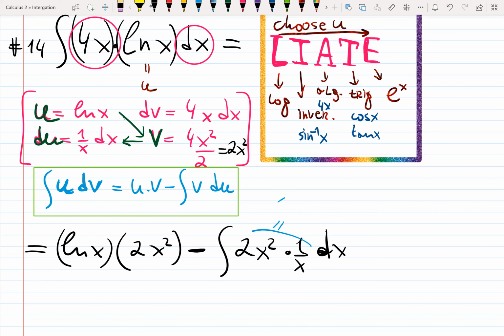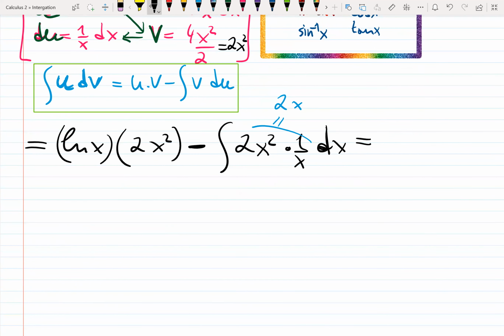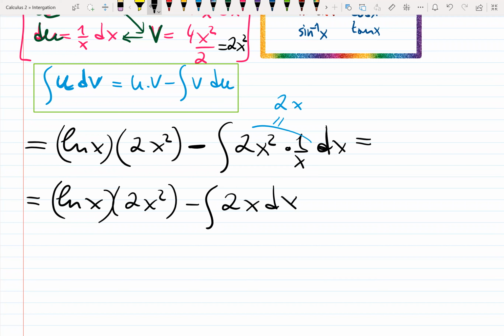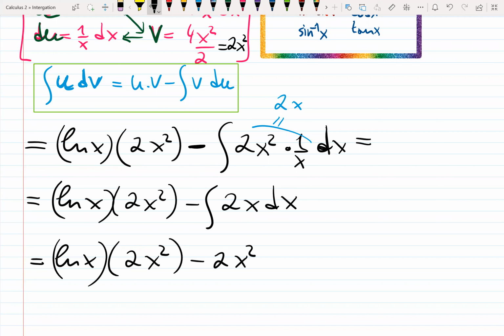Well, if you simplify this, it is easier. It's just 2x. So I know how to integrate 2x. Yay, it worked. Integration by parts works. Ln x 2x squared minus integral of 2x dx. And the answer follows. Ln x 2x squared minus integral of 2x is 2x squared over 2. Plus C cancels out. This is the answer.